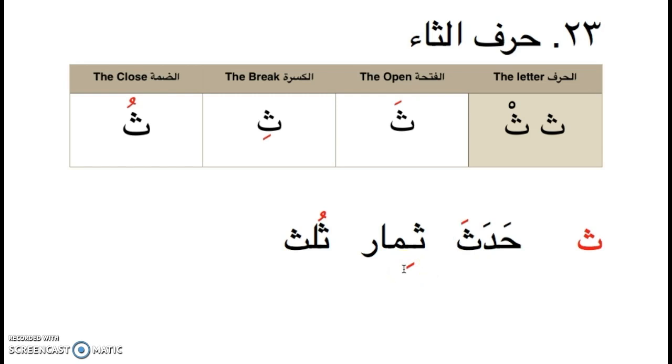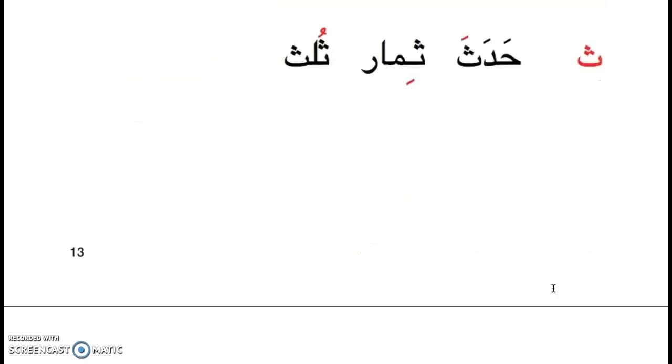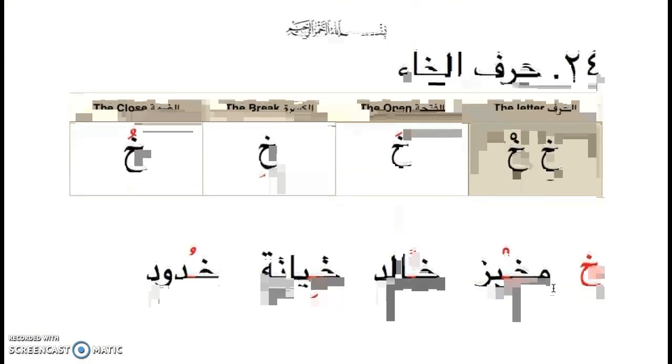Thimar is fruits. Thuluth is third. And you can see it's relating to thalatha, like that. Thalatha wa'ishirin. Thuluth, third. Thalatha is written like this. Thalathatun, thalatha. And we might get a lesson where we do the numbers, inshallah. Anyways, 24.